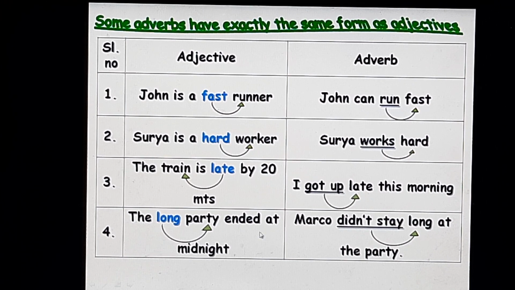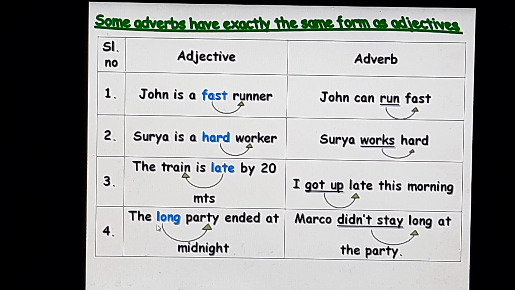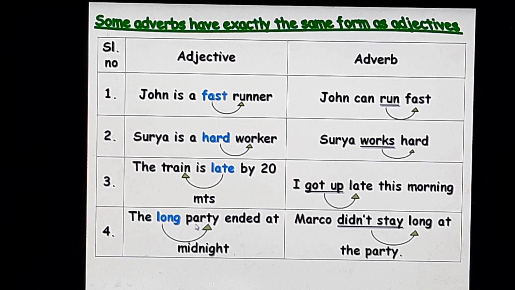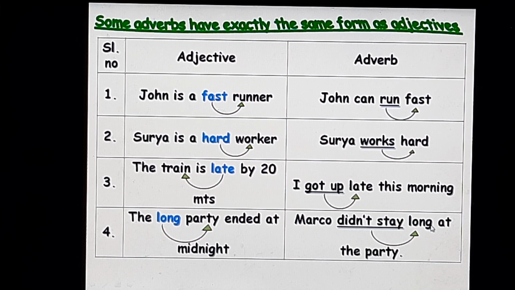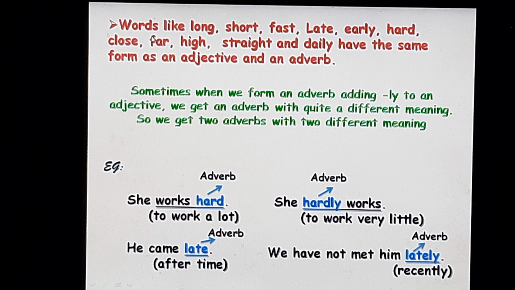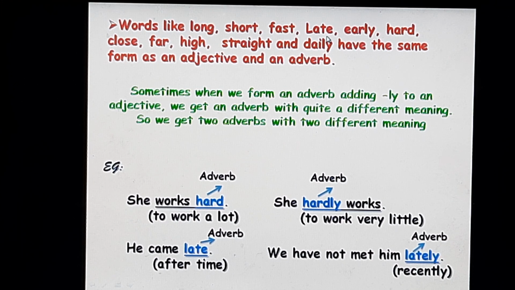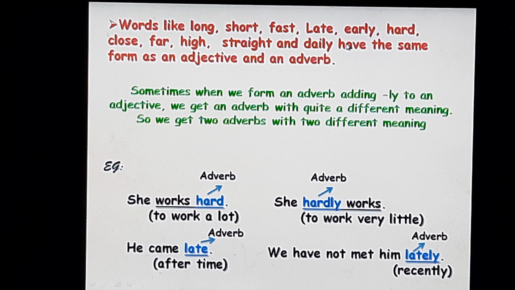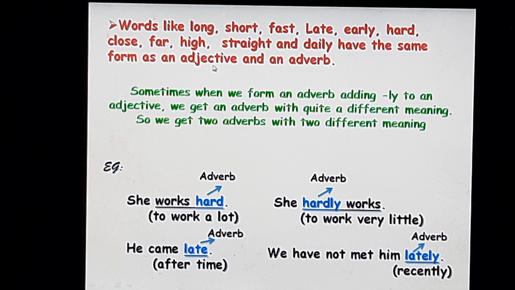The long party ended at midnight. Long is an adjective saying something more about the noun party. Marco didn't stay long at the party. Didn't stay is the verb. Long is the adverb that shows time. Now, words like long, short, fast, late, early, hard, close, far, high, straight, daily have the same form as an adjective as also an adverb.